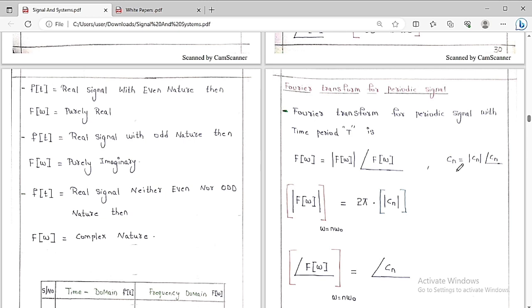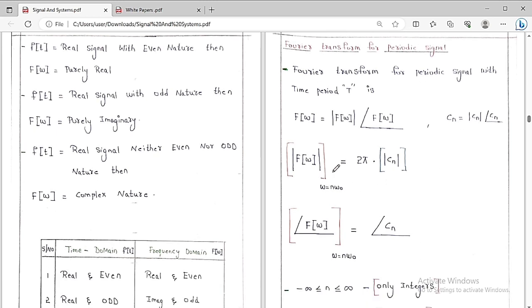So Cn I can write. Cn is also a complex number, so it will have the magnitude as well as the phase angle: mod of Cn and phase angle of Cn. Therefore, the Fourier series coefficient will also have the magnitude part as well as the phase angle part. So Cn is equal to mod of Cn and phase angle of Cn.